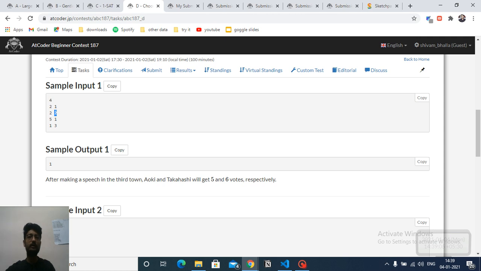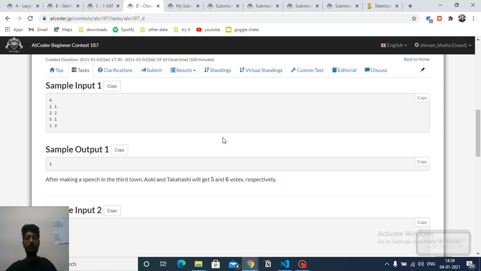So if Takahashi gives a speech in only one city, which is this one, then the total votes for Takahashi is 3 and the total votes for Aoki is 2 plus 5 plus 1. You have to find the minimum number of cities in which Takahashi should give speeches such that he will win. And that's the whole problem.